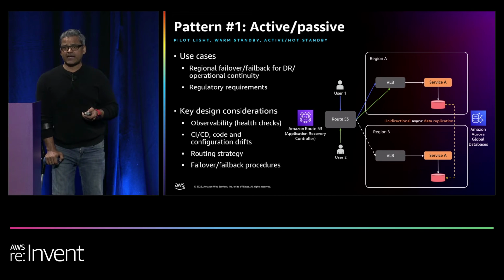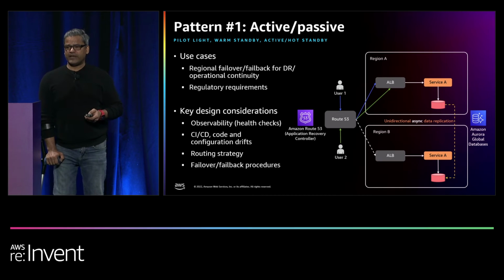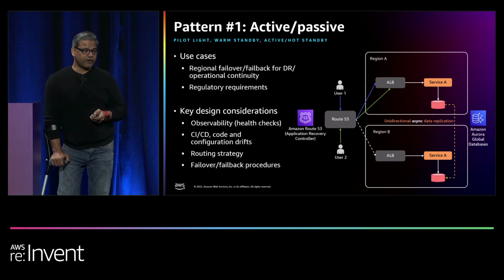Active hot standby is the next step up from there where you're running pretty much identical infrastructure and capacity in the secondary region as your primary region. And really the choice here based on pilot light, warm standby, or active hot standby will be based on what kind of RTO, your recovery time objective, you're trying to achieve. How quickly you want the traffic to fail over.